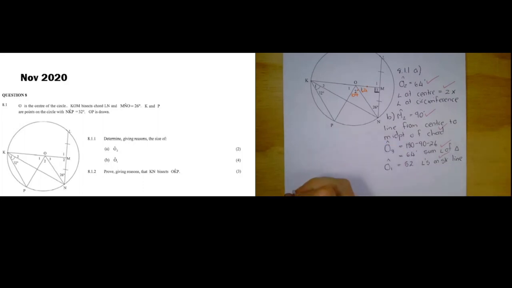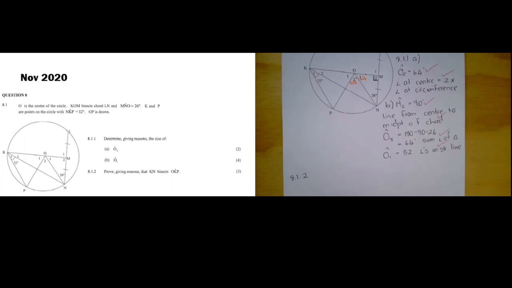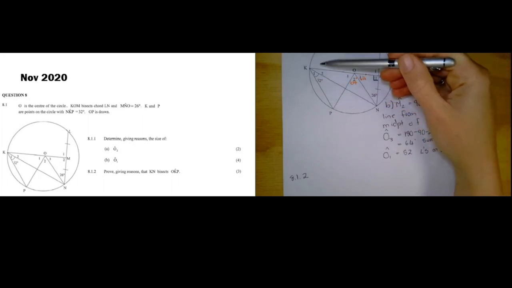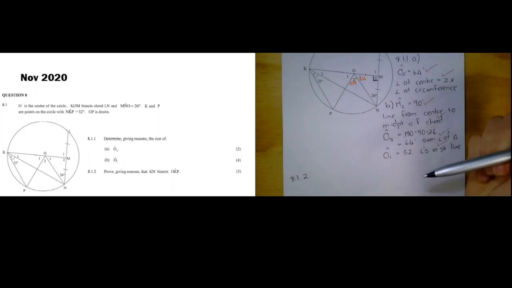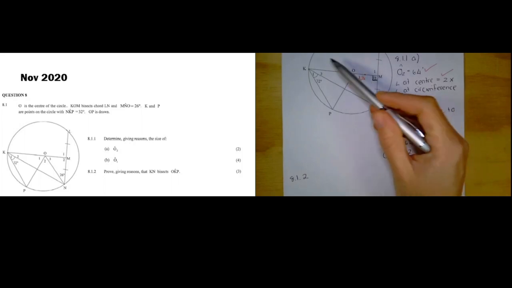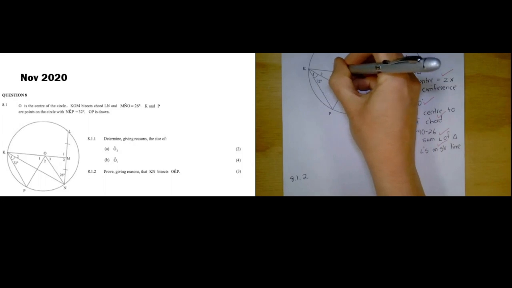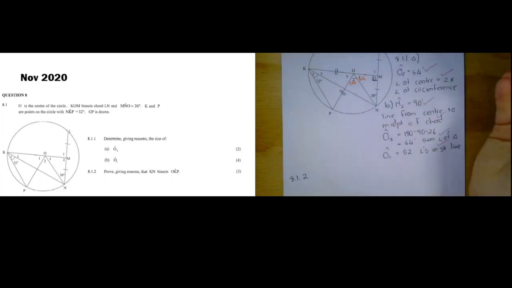8.1.2. Let's move that up so we can see. Prove, giving reasons, why KN bisects angle OKP. So we have to go calculate angle K2. So let's see, what do we have? Very important to know that KO and OP are radii, which means they are the same length. So let's go indicate that.